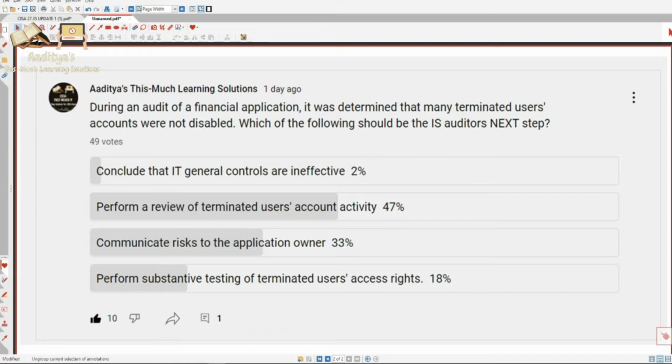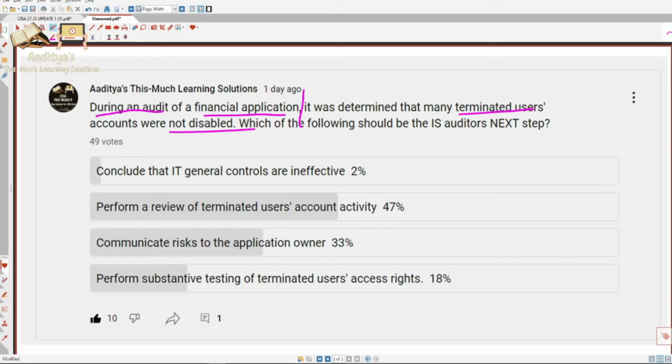During an audit of a financial application, it was determined that many terminated users' accounts were not disabled. Now, here are the important things, so I'm highlighting them again. Every question will give you at least one hint. So it is up to you: are you able to identify the hidden hints? Do you have the reading skill and the interpretation skill? This is what you have to develop if you want to clear the CISA exam.